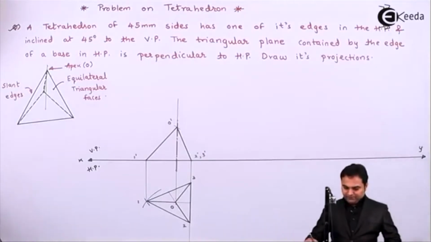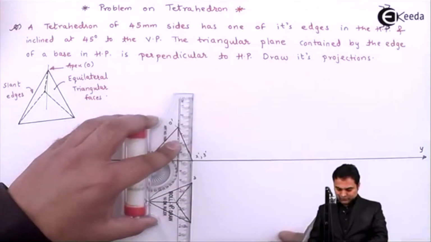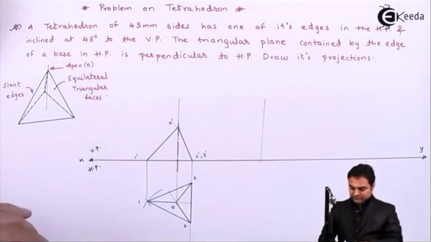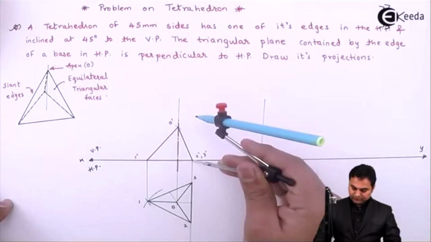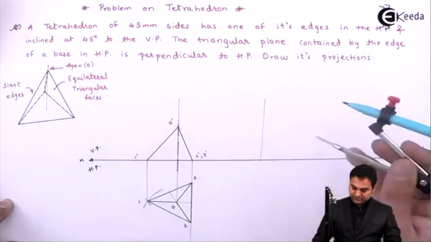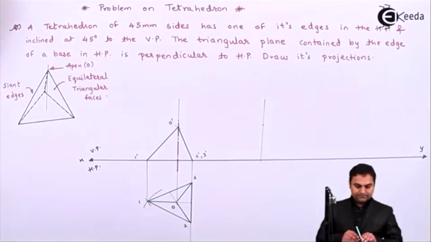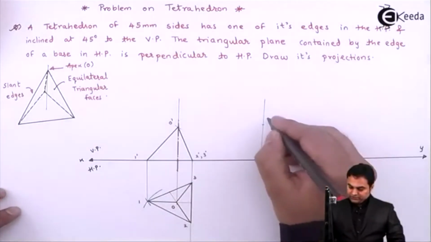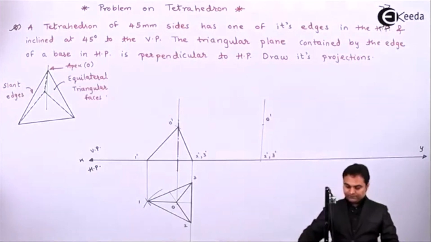So drawing a light perpendicular line to XY, measuring the distance of the edge from 2 dash, 3 dash to point O dash, marking it over here on this vertical line. Now this gives me point O dash of the apex, and here we have 2 dash comma 3 dash.